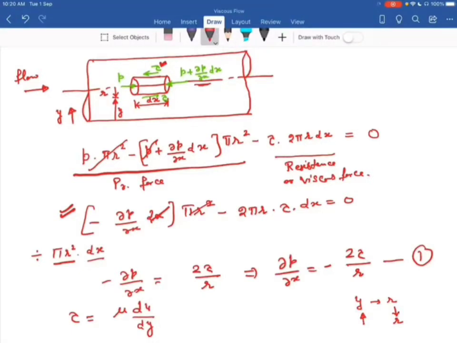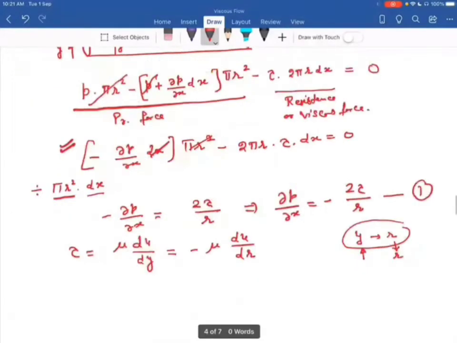So if I want to write this du by dy in terms of the radius of the element, I can write it as minus mu du by dr. So tau I can write as minus mu du by dr. The extra minus sign is because of the opposite relation between y and r. So we can again write equation number 1.